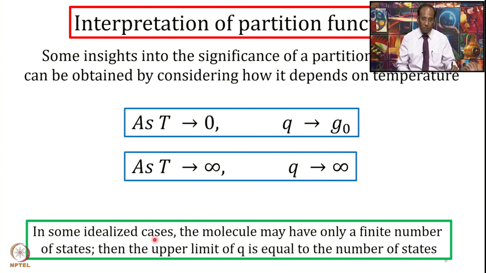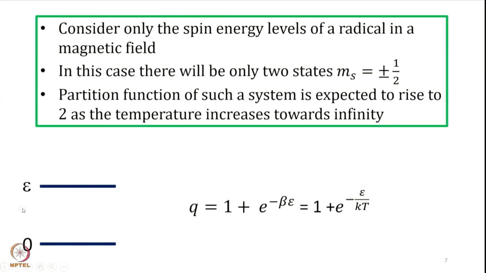So in some idealized cases, the molecule may have only a finite number of states. Then the upper limit of Q is equal to the number of states. Suppose in some idealized cases, you have only 2 states available, or only 3 states available, or only 10 states available. Then the limit of Q will be equal to the number of states. Okay, to conclude this, how do we interpret the partition function? The partition function gives an idea of how many energy states, how many energy levels are thermally accessible at a given temperature. Let us take certain examples.